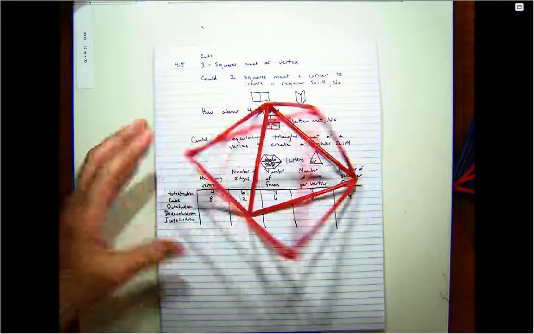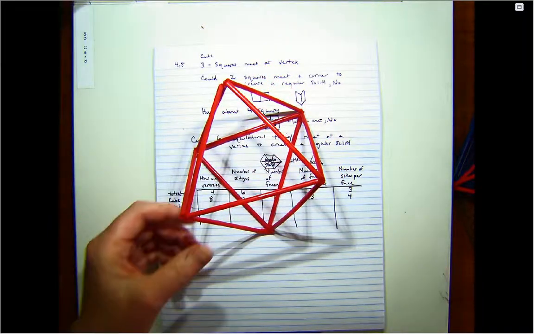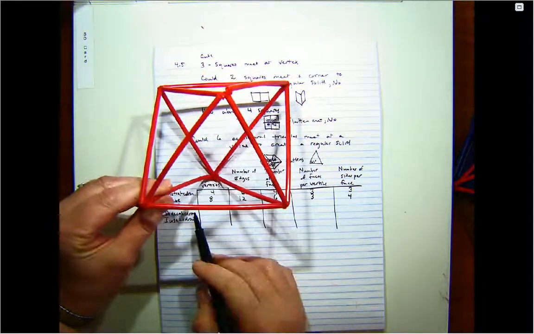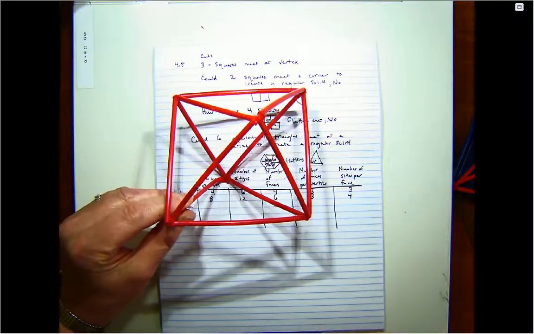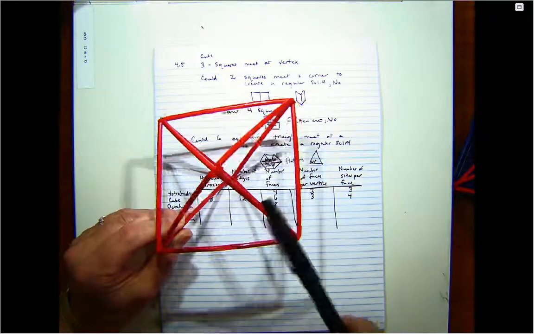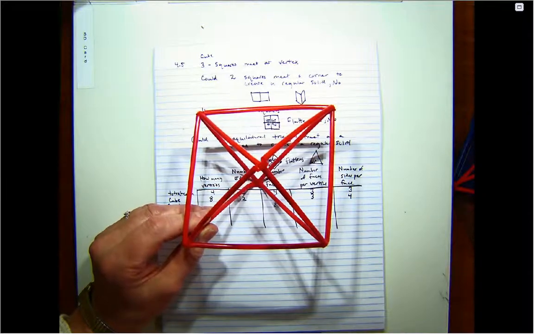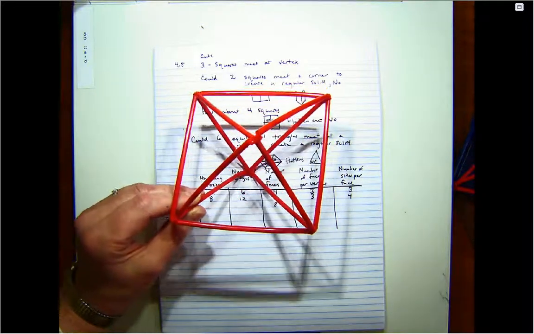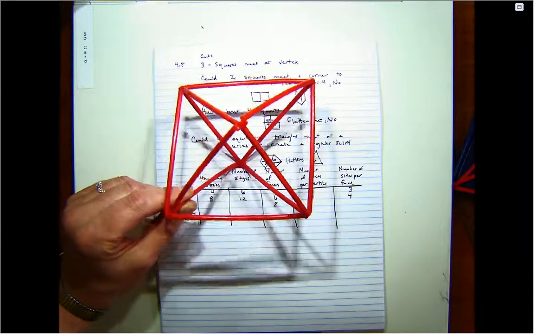The octahedron has 8 faces. That's why it's called octahedron, for 8. Okay, so there's 4 triangles on the top and 4 triangles on the bottom if you hold it on its point. How many vertices does it have?